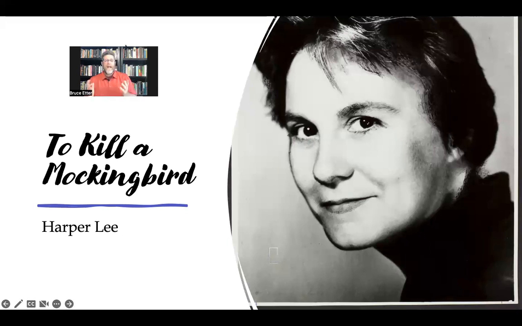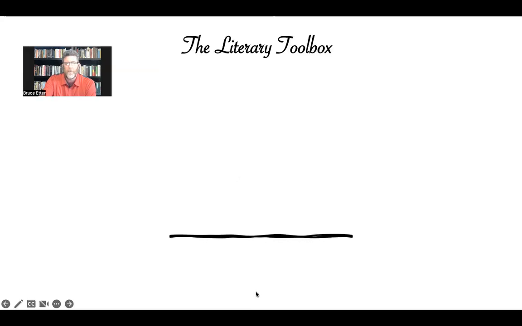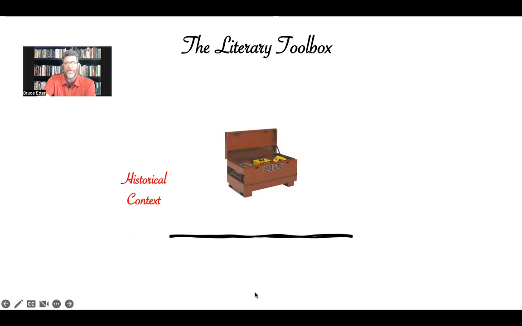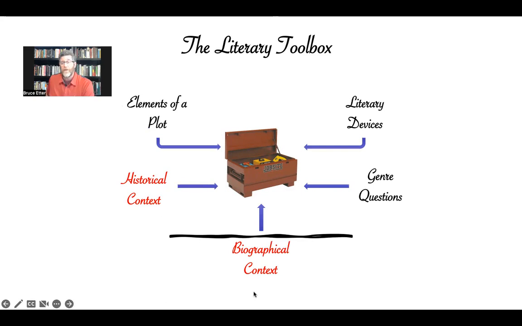So I have what I call the literary toolbox. Now, the literary toolbox is basically, let me just show you what's inside the literary toolbox. 5 tools: historical context, biographical context, the genre questions, literary devices, and elements of a plot. So when we start a new book, we go through all 5 of these tools. Using these tools will help you understand the book a lot better and enjoy it.